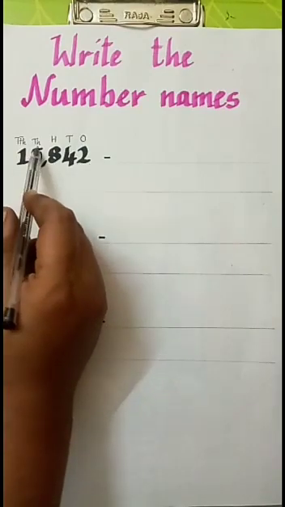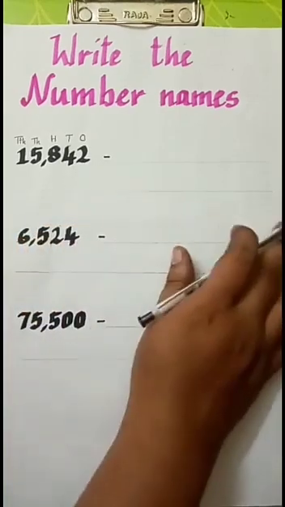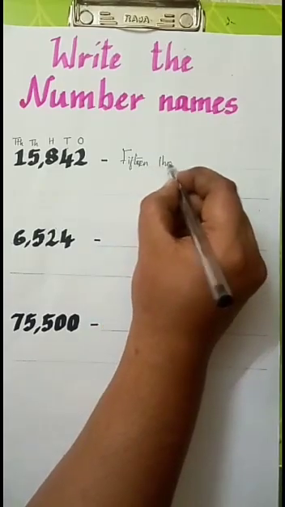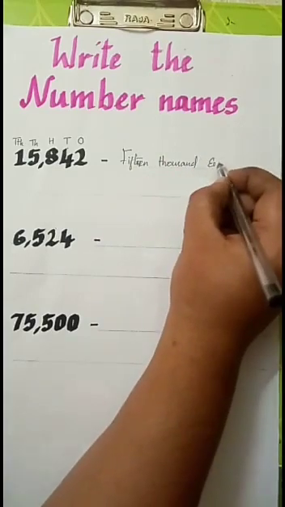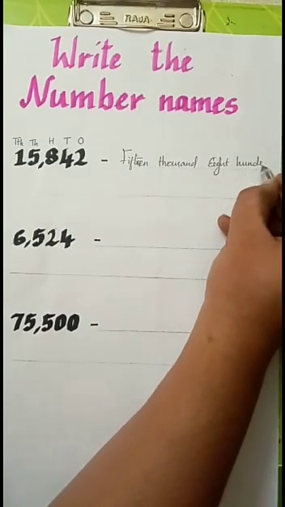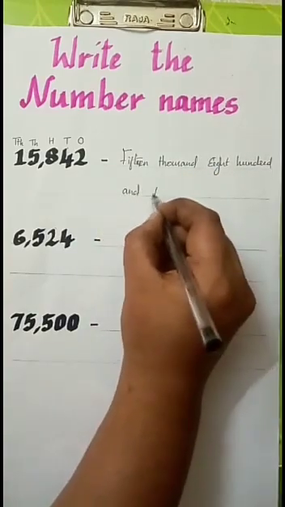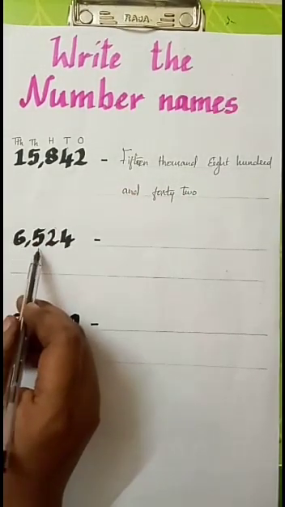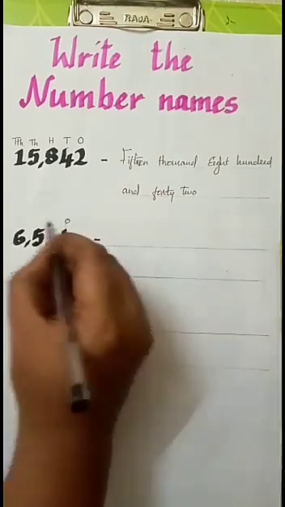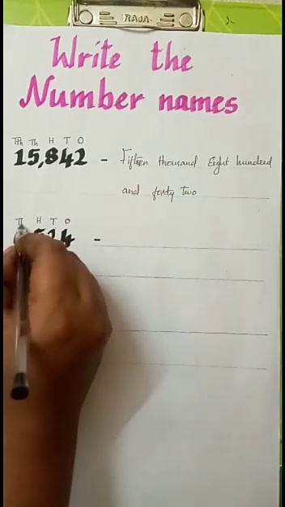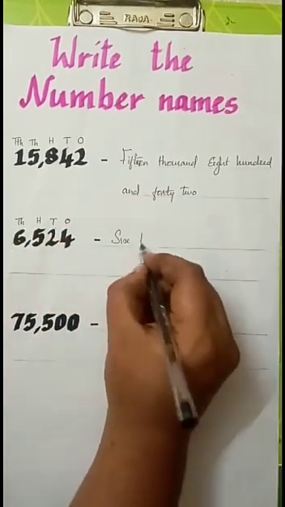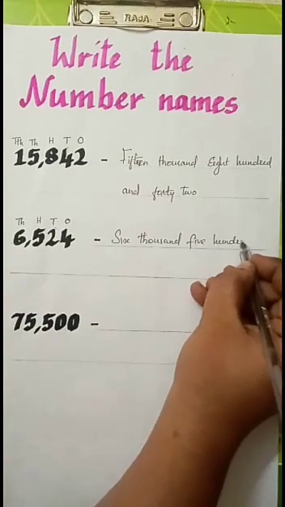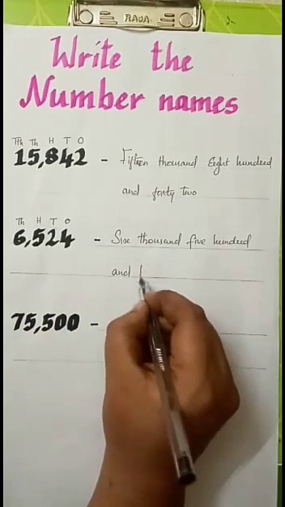So 15,842. Second one, 6,524. From right side, ones, tens, hundreds, thousand. So 6,524.